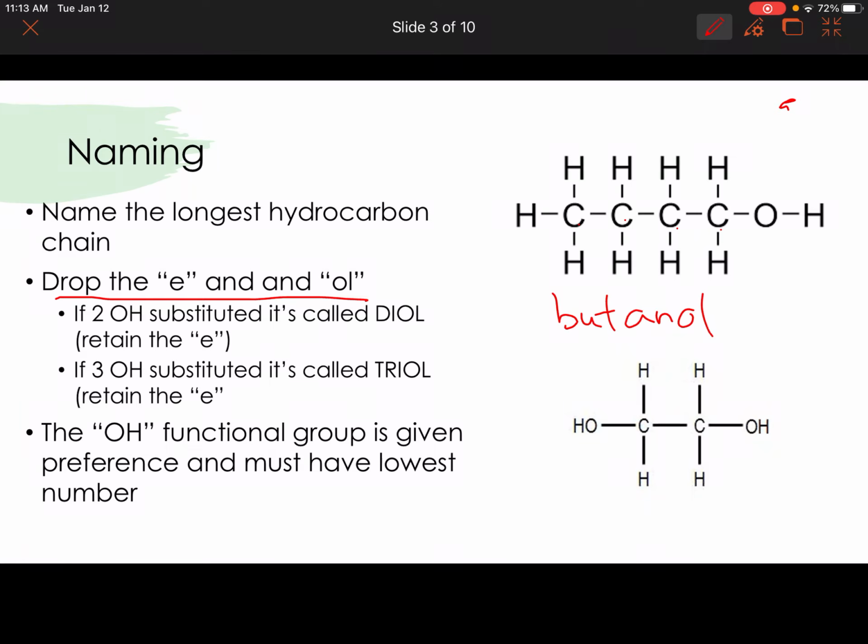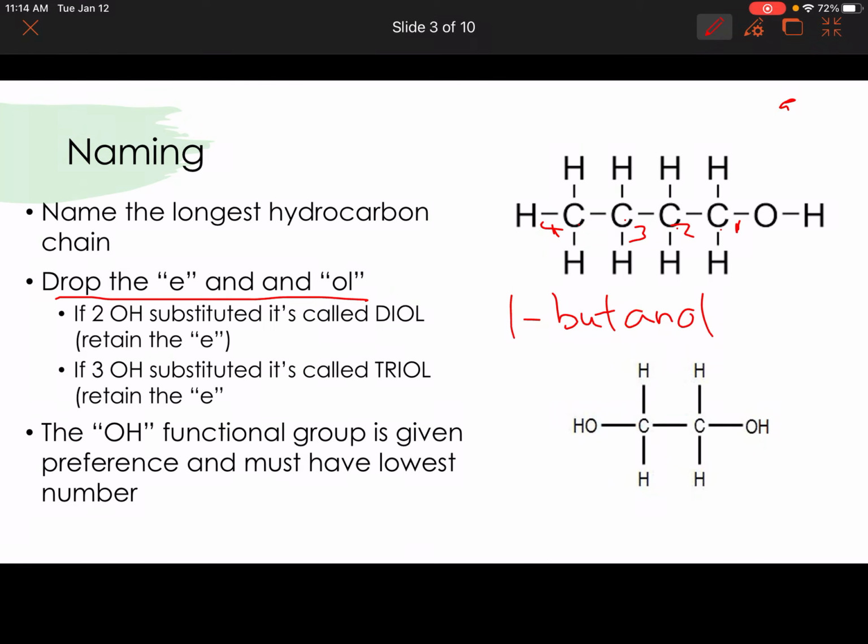Now you have to indicate where it is. So we're going to start numbering from the hydroxyl, okay? So the end that's closest to the hydroxyl group. So instead of numbering here, I would start numbering on the right-hand side. So 1, 2, 3, 4. So this would be called 1-butanol here.